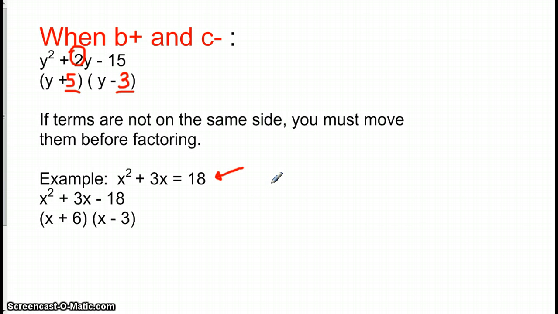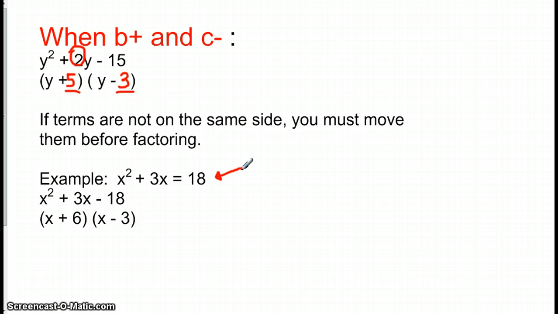I would bring the 18 over with the x squared and the 3x. It makes it really easy to factor if the coefficient in front of the x squared is positive, not negative. Don't fool around with negatives in front of x squareds unless you can help it. So in this case, I made it x squared plus 3x minus 18.